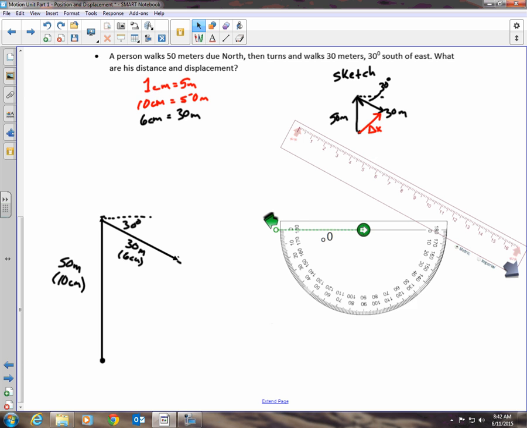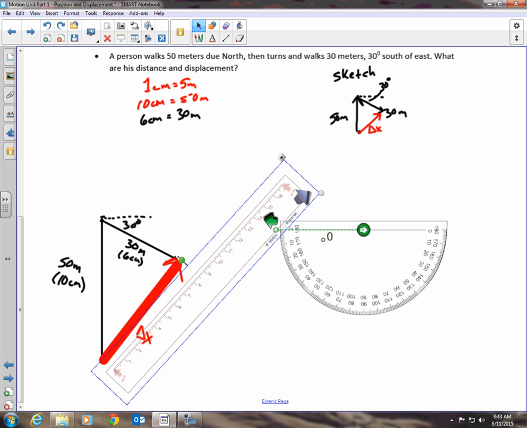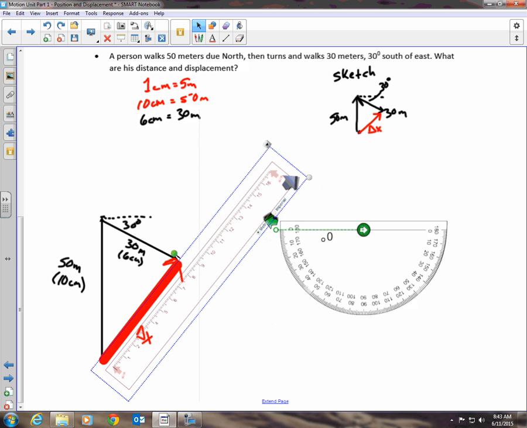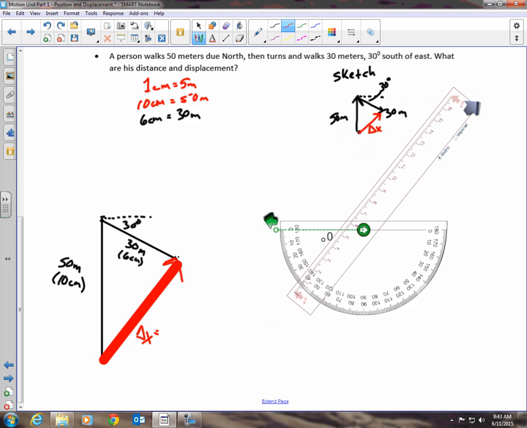Now I can draw in the displacement. I'm going to draw it here. Okay. There is my displacement. I'll put an arrow on it because it's a vector. Now, in order to find out how long that is, since this is the scale, I can just measure it. So I can take my ruler, spin it around, and measure the length of that thing. And it is roughly 8.5 centimeters. So I'll make a note that it is 8.5 centimeters.